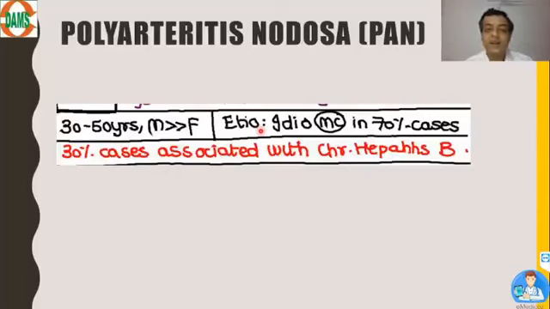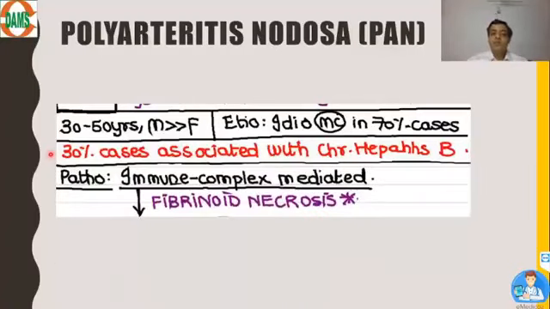But before you refer the patient to rheumatology, you must exclude chronic hepatitis B infection. Must be excluded. But important is the pathology.